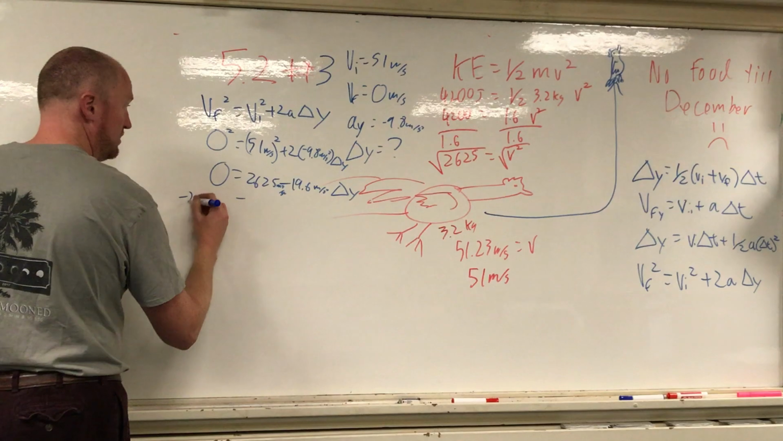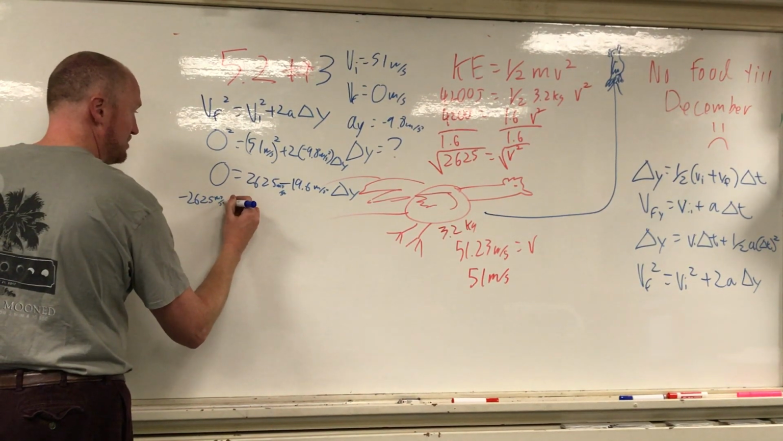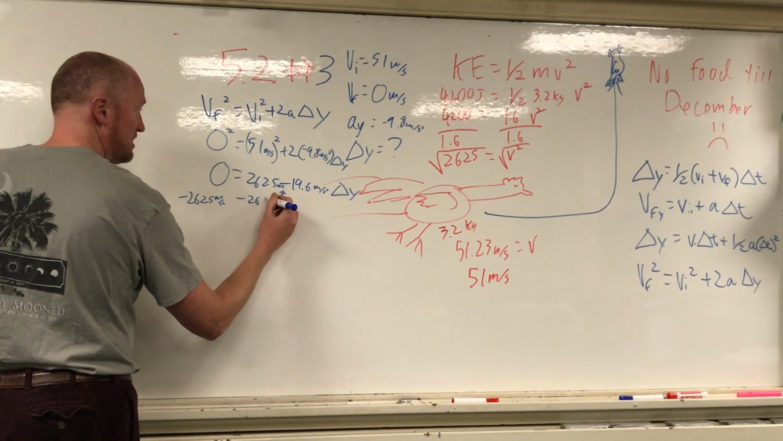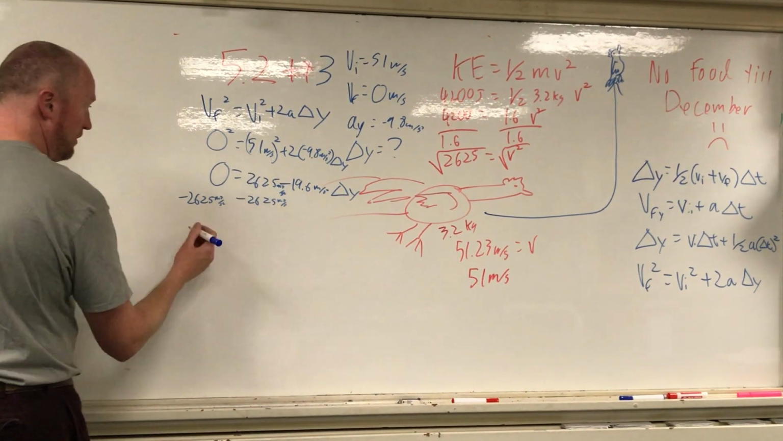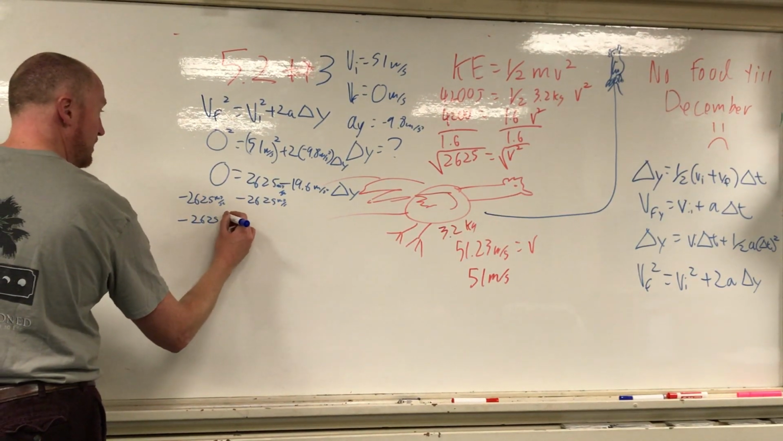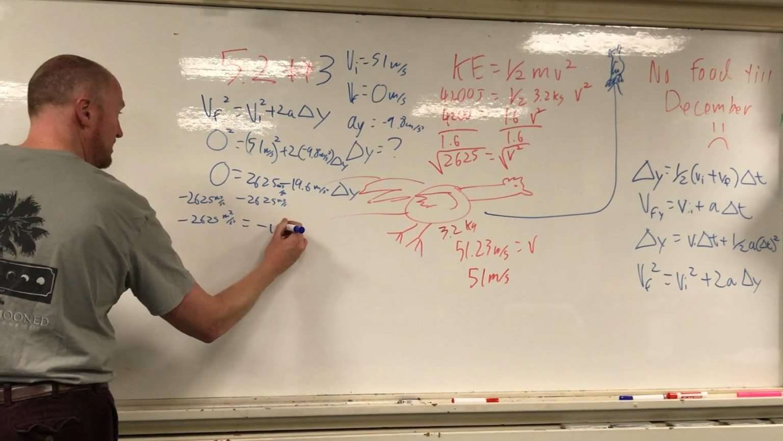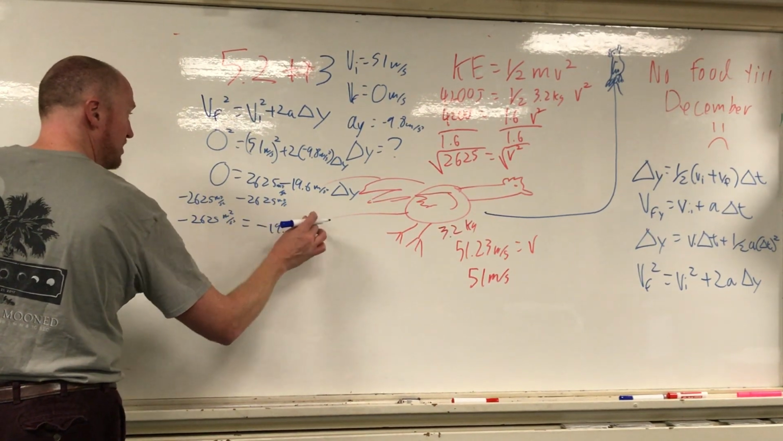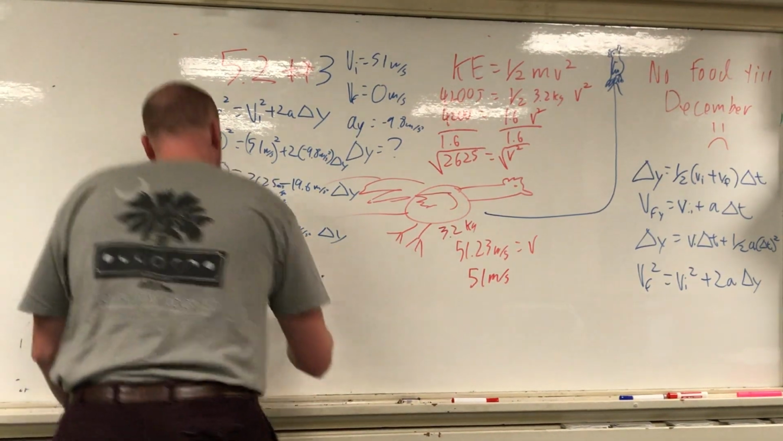Subtract 2,625 meters squared per second squared. And then over here on this side, do the same thing, 2,625 meters squared per second squared. So that's gone. And we end up with negative 2,625 meters squared per second squared is equal to negative 19.6 meters per second squared. Notice meters are squared here, but they're not squared there. Delta y, going to continue this.